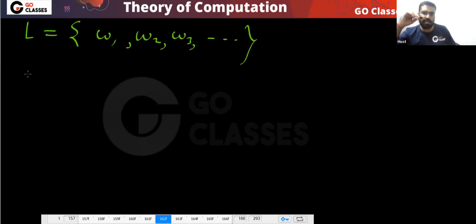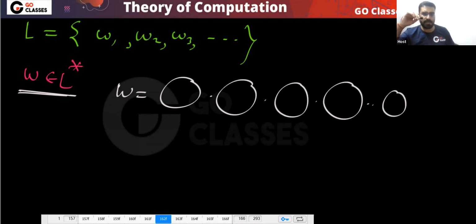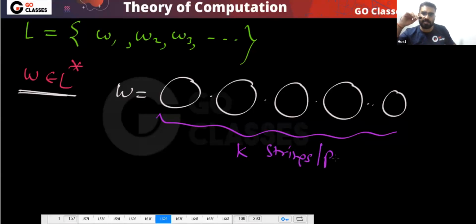So actually for Kleene star, just think about a very simple point I'm asking. Let's assume this L is there, W1, W2, W3, and so on. Tell me, when some string belongs to L star, what does it mean? This we have already seen. When some string W belongs to L star, then this W is basically k parts, or I can say k strings.